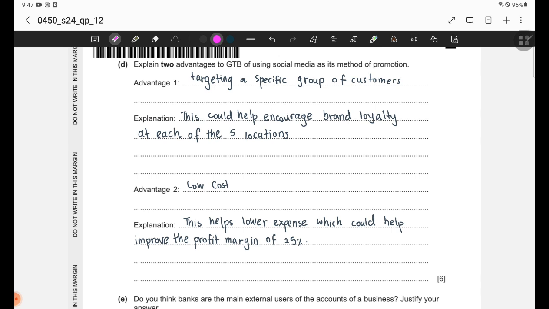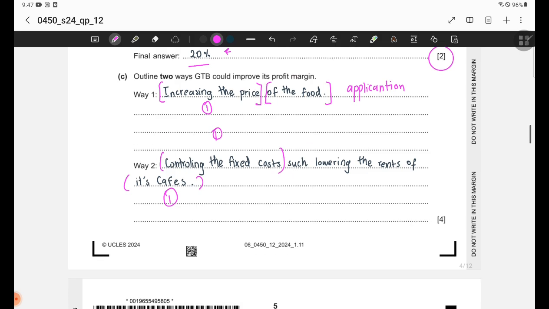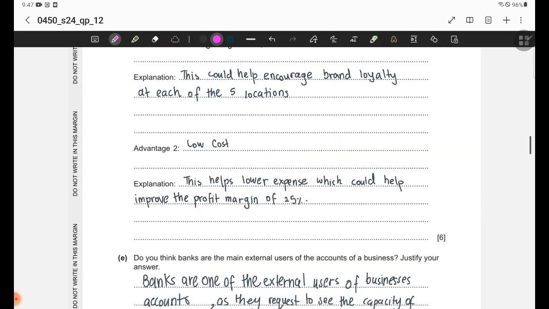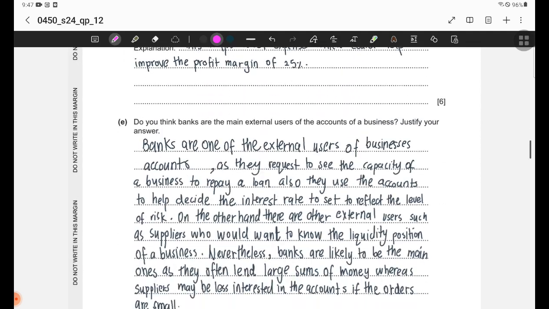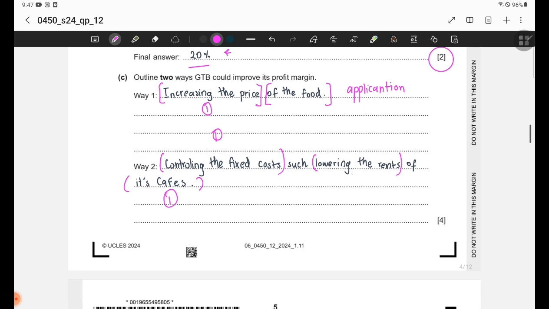Other things you can talk about is maybe lowering the variable costs as well. Or maybe you can give an example like I did here. Wait, let me just clarify this. This is an example. Lowering rent is an example. So let's say you wrote this one only but not this. You will still get 2 marks because this is an application. It doesn't matter. But you can write one of these, like controlling fixed costs or lowering rent, because lowering rent is an example of this. So it will give you a mark.